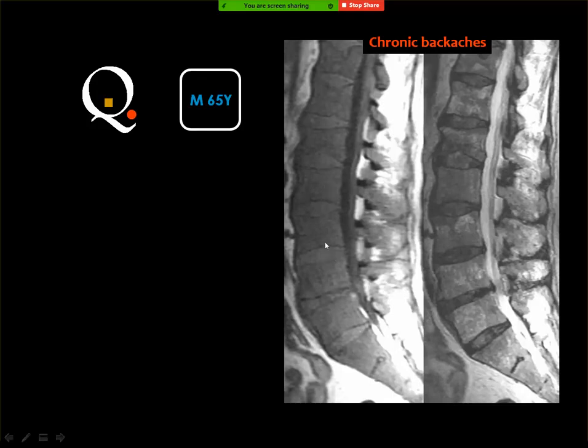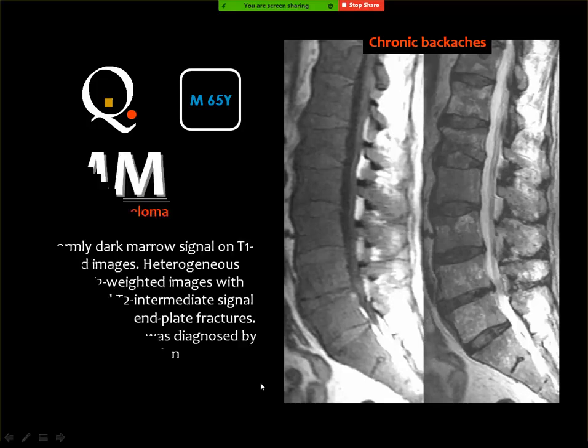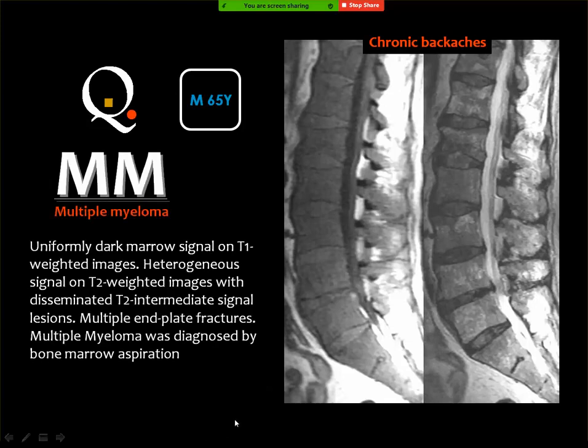But before looking for the pathology, look in the T2. Is this lesion persistently black in the T2 as well, or will it appear somewhat bright in the T2? This will help you in the differential diagnosis, because myeloma will have diffuse bone marrow infiltration, and that will appear as bright signal in the T2 weighted images.